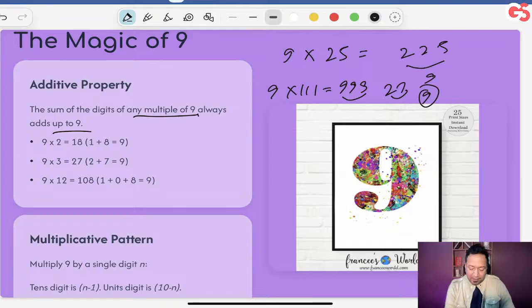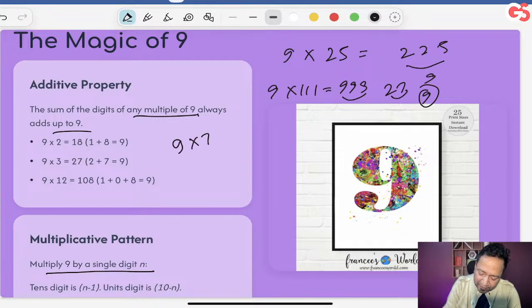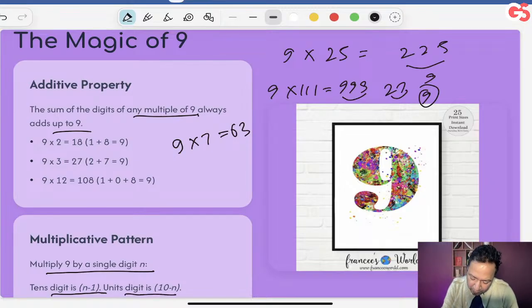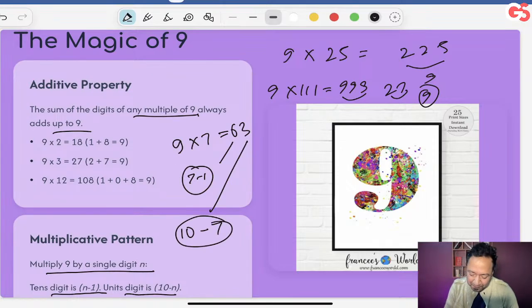And the second is, multiply 9 by a single digit. Let's say multiply 9 with 7, I get 63. Tens digit is n minus 1, unit digit is 10 minus n. Is that right? So this is 7 minus 1, and this is 10 minus 7. This is happening, isn't it? I took n as 7.